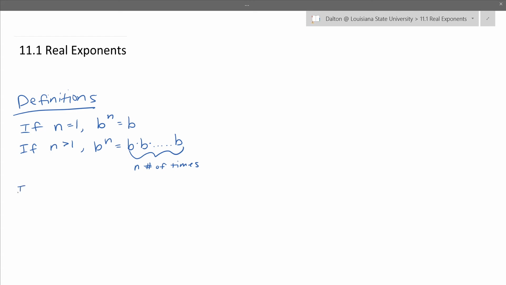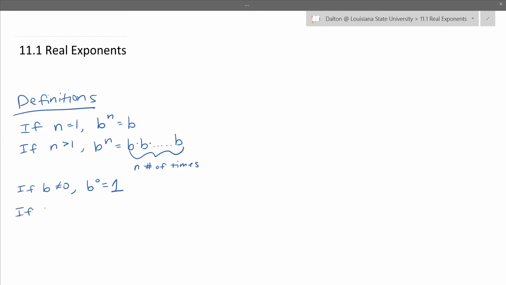We also have the scenario where b is not equal to 0 and n is equal to 0. Then b to the 0 power, anything to the 0 power, is 1, except 0. b can't be 0.